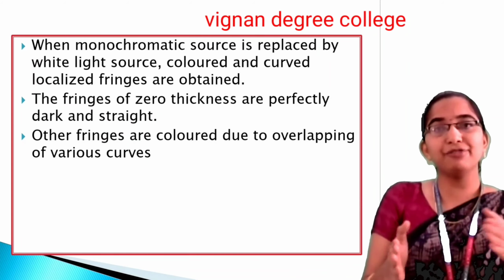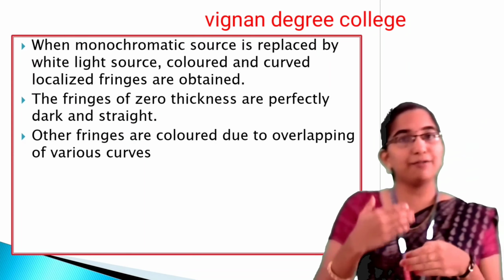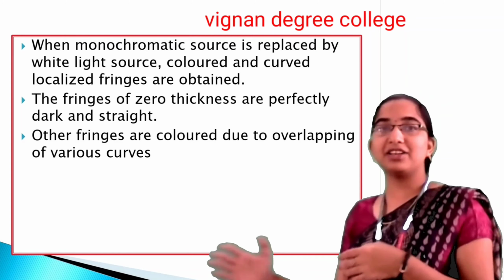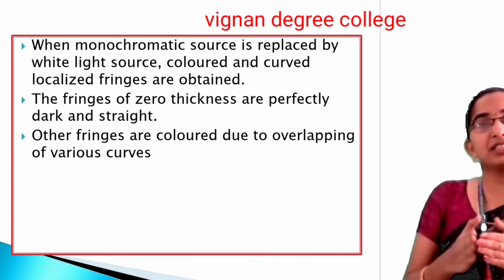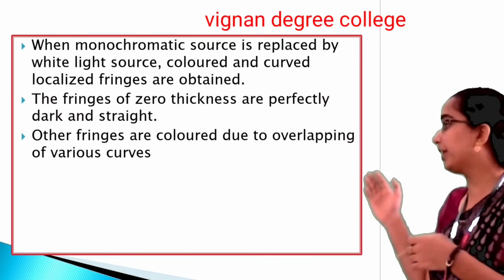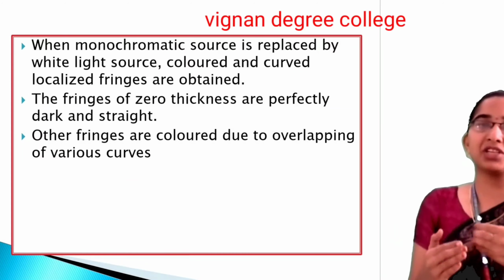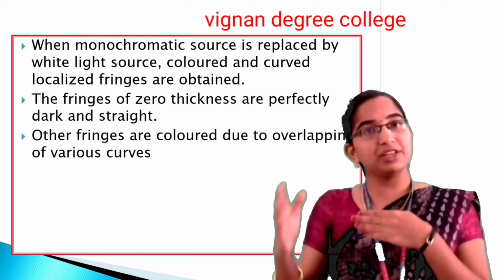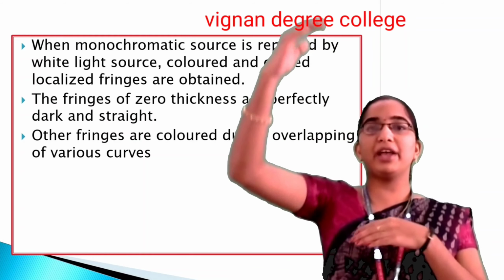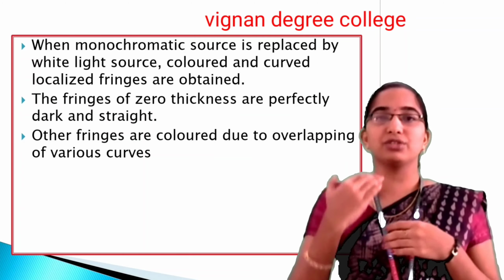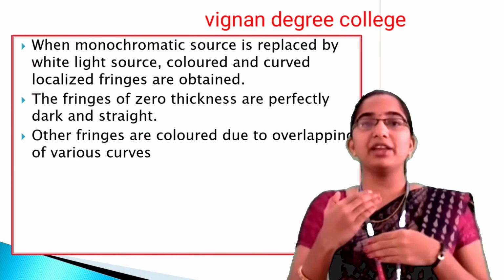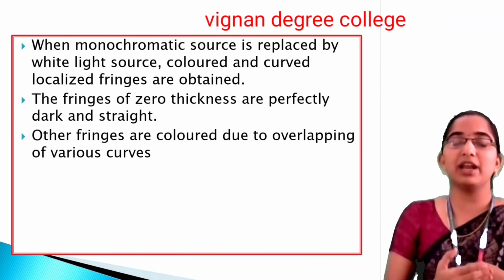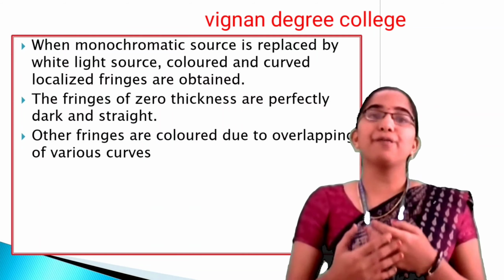The fringes of zero thickness are perfectly dark and straight. Other fringes are colored due to overlapping of various curves. So this is the Michelson interferometer and types of fringes.